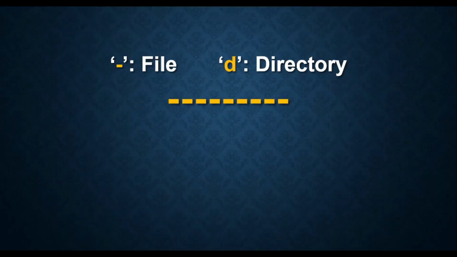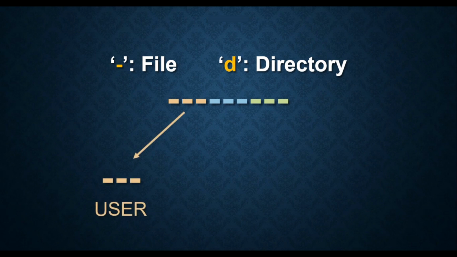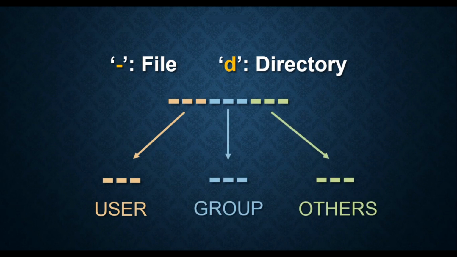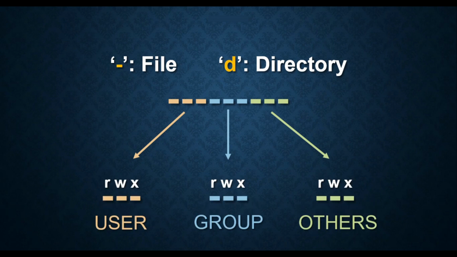So now we are left with the rest of the 9 characters. These 9 characters can be broken down into 3 different sets, and each of these sets represents a different permission. For example, the first set is meant for the permissions of the user, the second set represents the permissions of the group, and the third set represents the permissions for any other user. Each of these sets has 3 characters, and what do they mean? They mean read, write, and execute permission. If we set all 3 for the user, it means that the user will have read, write, and execute permissions.